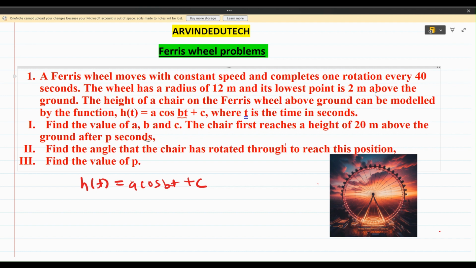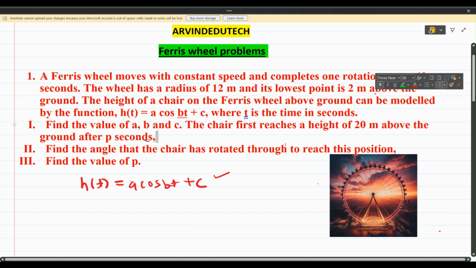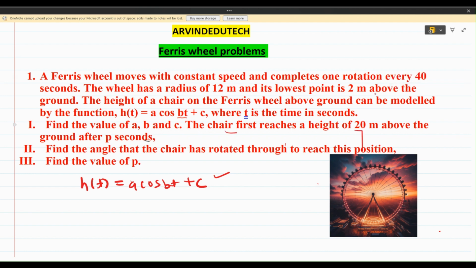The height of the chair on the Ferris wheel above the ground can be modeled by the function h(t) = a cos(bt) + c, where t is the time in seconds. We need to find the values of a, b, and c, and the chair first reaches a height of 20 meters above the ground after p seconds. We need to find the angle and the value of p.